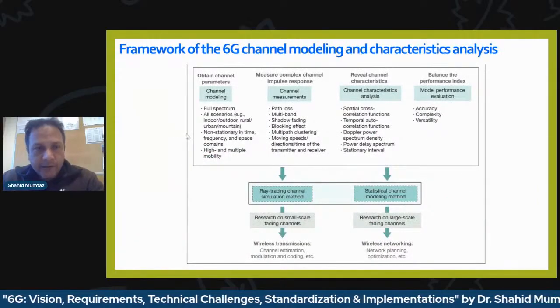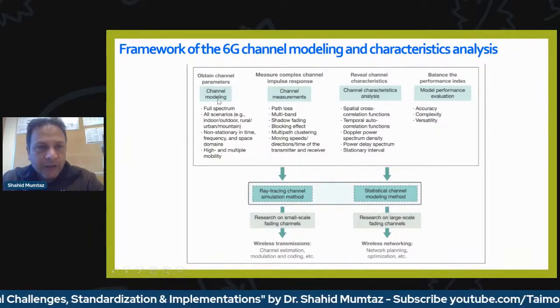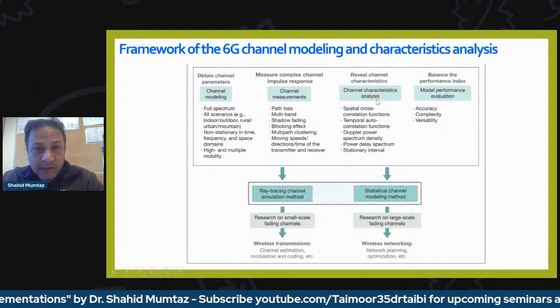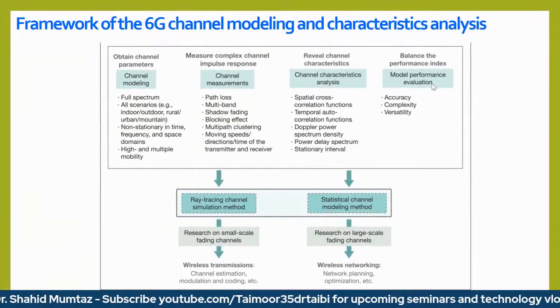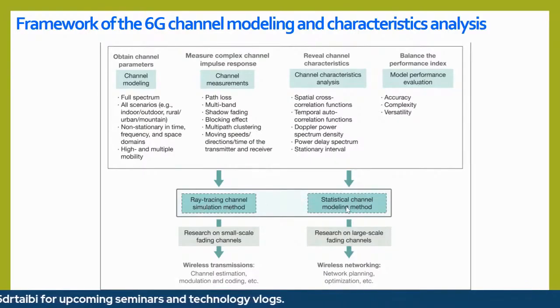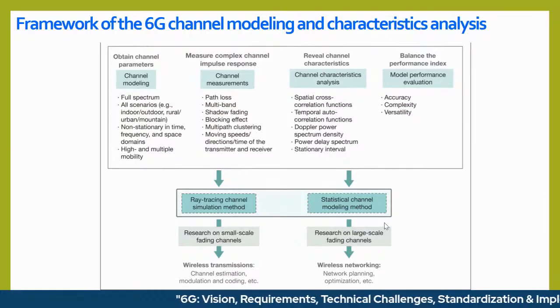How we do that is shown in a nice figure from one of the papers: you do the channel modeling, then channel measurement, then channel characteristics analysis, and then performance analysis. We have to do two methods, as I explained in the previous slide. Either you do the ray tracing method, or you do the statistical channel model. This is quite good because it gives you large scale fading, and it's very good for network planning also.